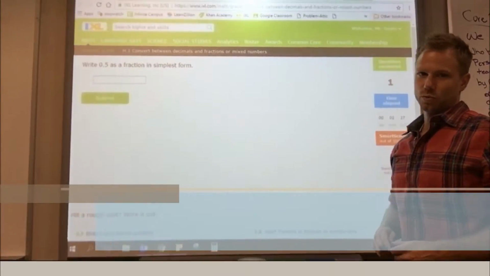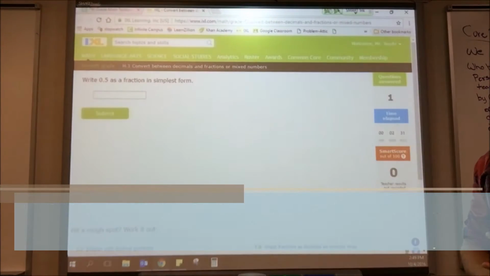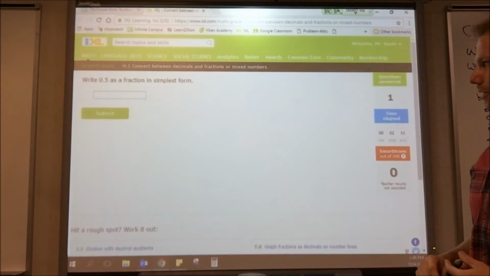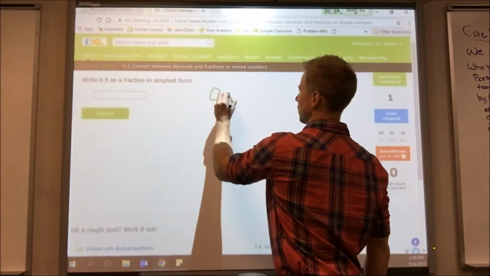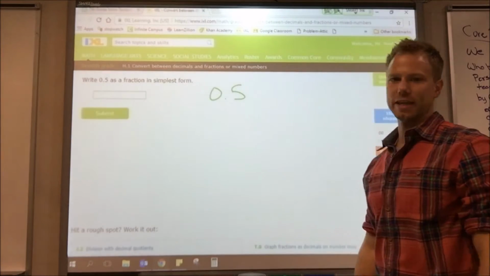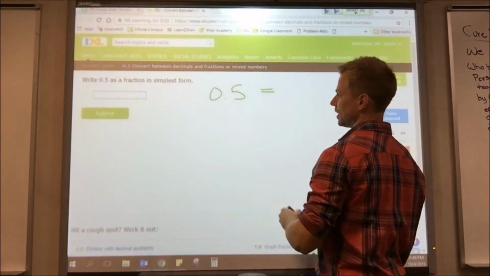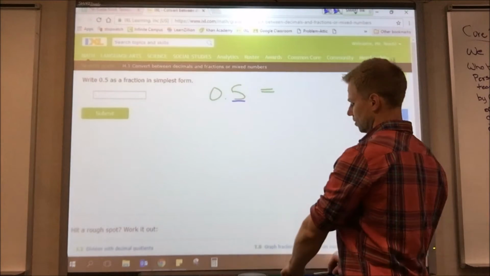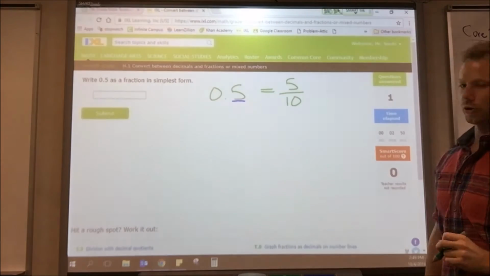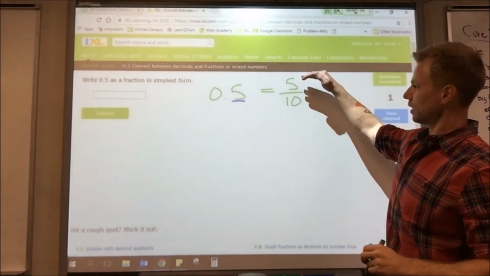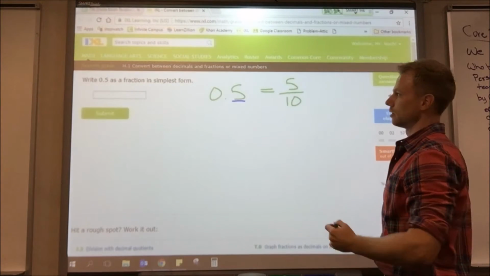Video! Alright, we are converting fractions to decimals, decimals to fractions, and to mixed numbers, depending on what the problem is that we get. So this one is 0.5. We need to convert that to a fraction. So the 5 is in the tenths spot, so our denominator is going to be 10, and we're going to have 5 on top. So it's just 5 over 10, which we can actually reduce.